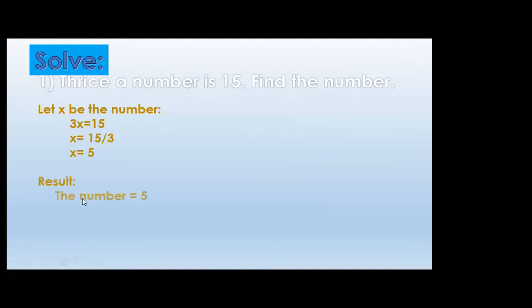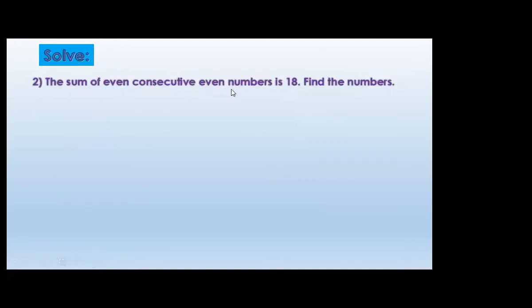Question number 2: the sum of two consecutive even numbers is 18. Find the numbers. Bete, consecutive even numbers mean if the first number is 2, the second number is 4. If the first number is 4, the second number is 6. So if we suppose the first even number is x, the next even consecutive number is x plus 2. Why? Because the difference between two even numbers is always 2.